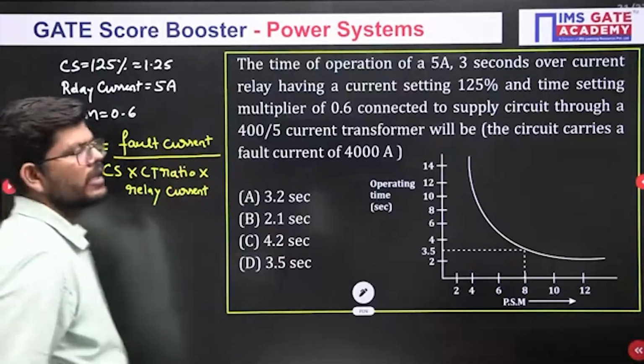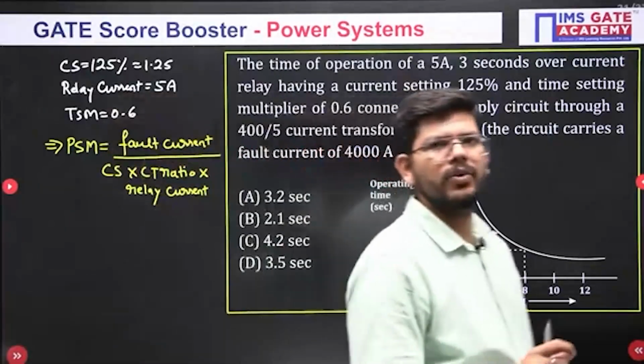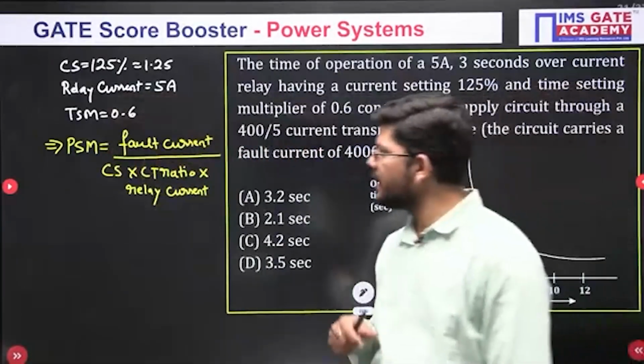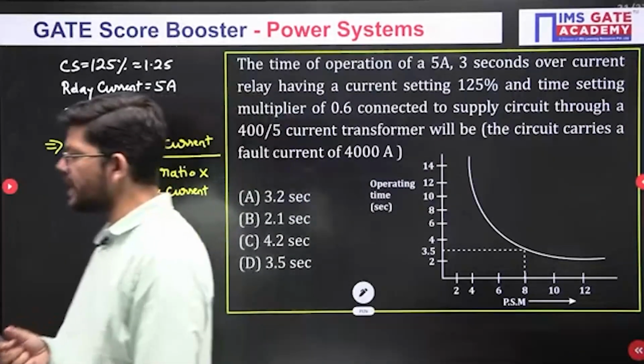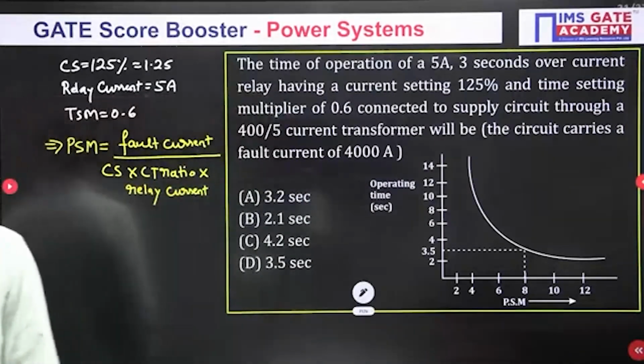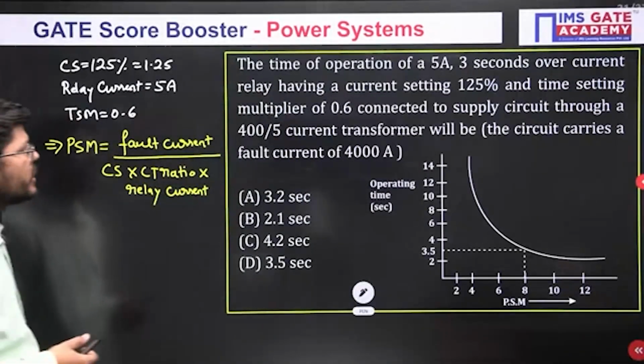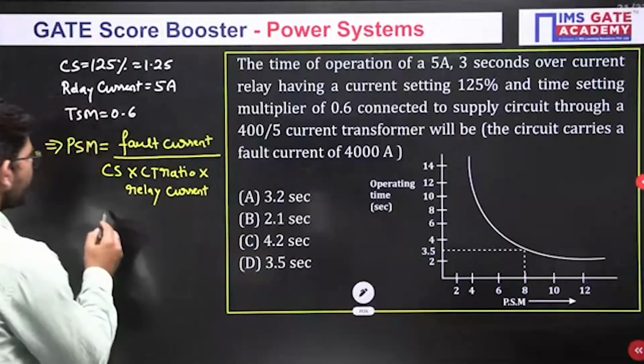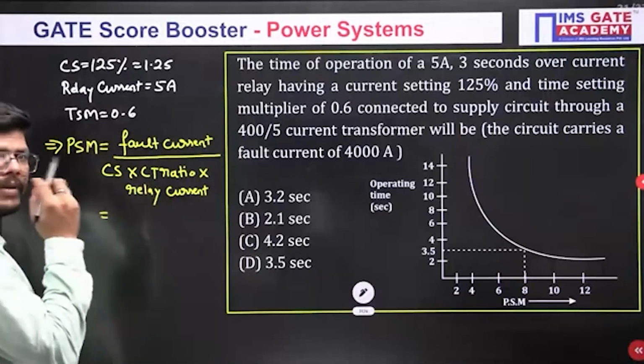So when you multiply current setting into CT ratio into the relay current, this is how you will get the primary current as well. So if the primary current is given, we can directly write that.